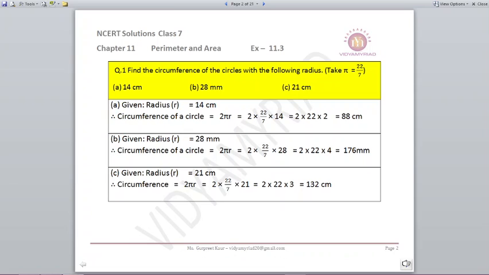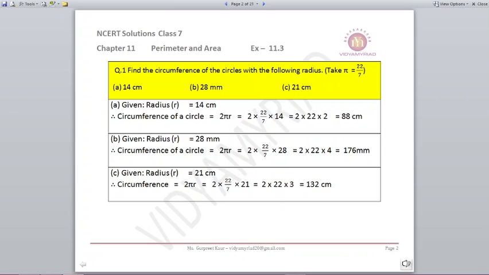Respective radii are given to us and we need to find out the circumference of the circle. For A part, radius is 14 centimeters. So, 2 into 22/7 multiplied by 14 gives us 88 centimeters. So, 88 centimeters is the circumference of the circle. B part, radius given to us is 28 mm. So, circumference of the circle will be 2 into 22/7 into 28, which gives you 176 mm. Third part, radius given to us is 21 centimeters. So, 2 into 22/7 multiplied by 21 gives us 132 centimeters.